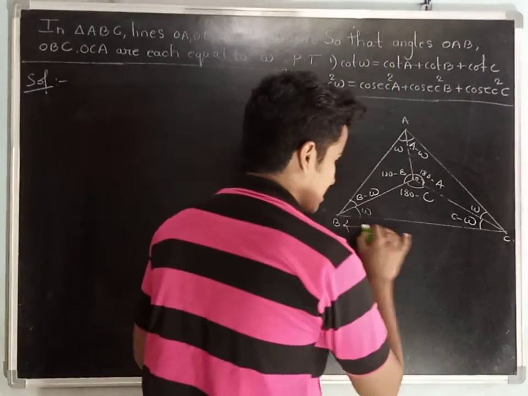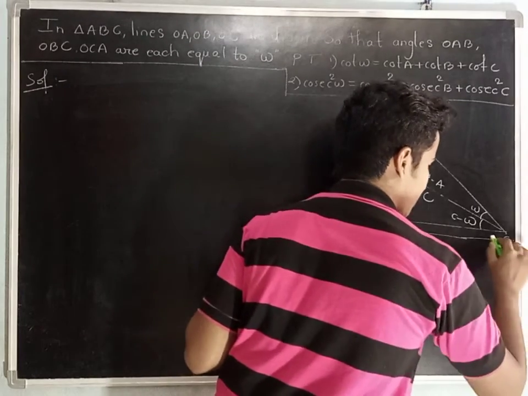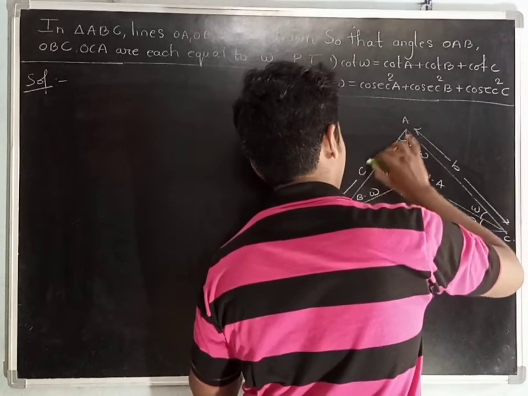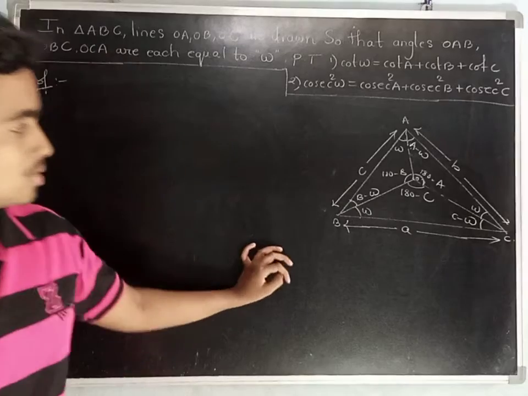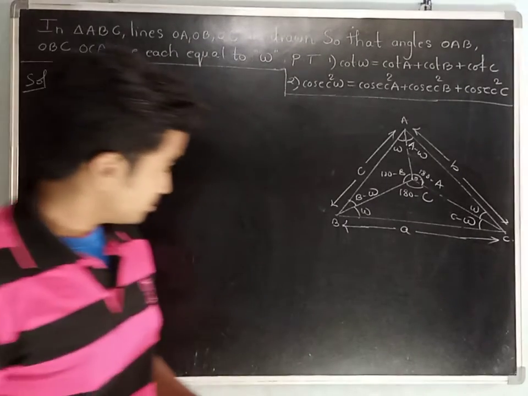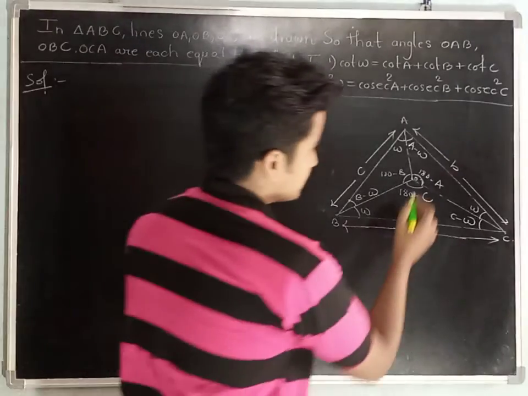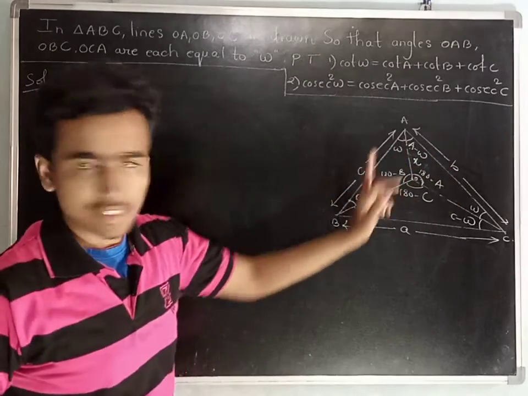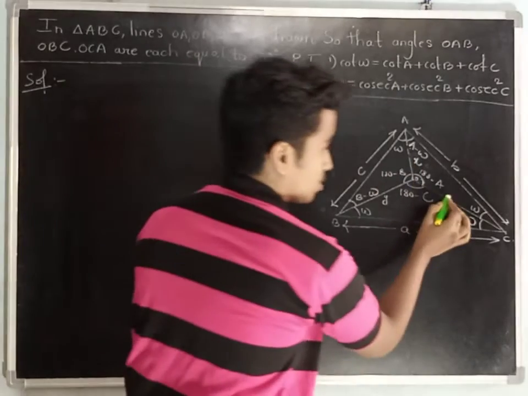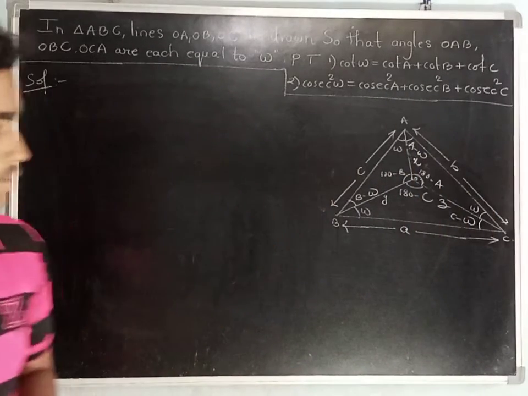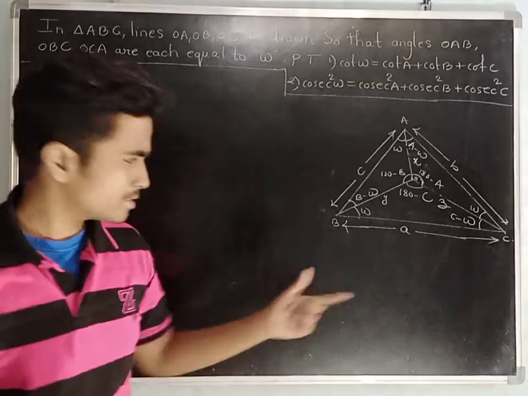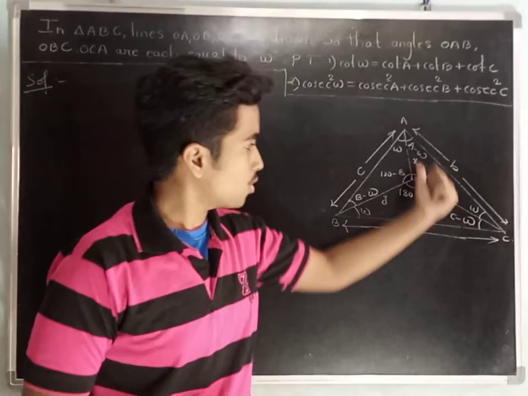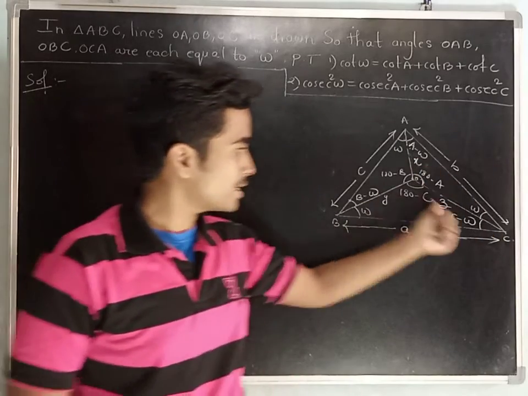Okay, let me take this side length as a, this side length as b and this side length as c. Okay, now next let me consider this OA length as x. Length of OA is x. Similarly OB is y and OC is z. Okay, this is what we have assumed. I have considered the sides of the triangle as a, b, c and the lengths of OA, OB, OC as x, y, z.